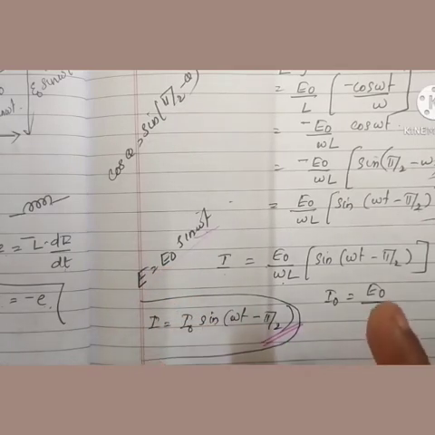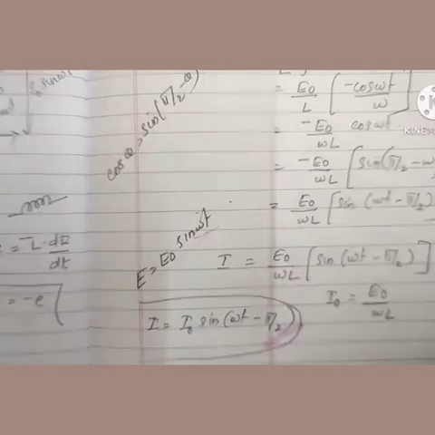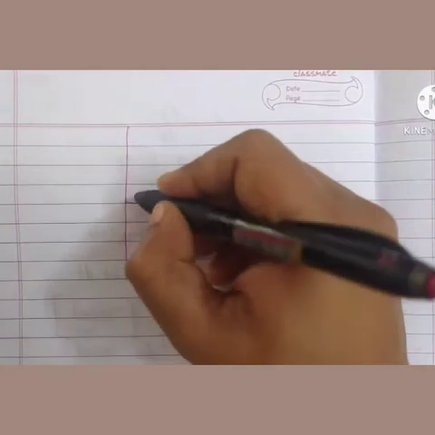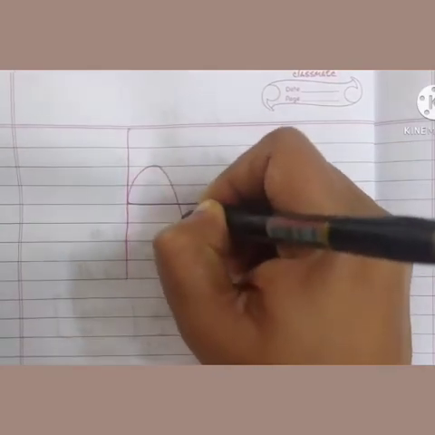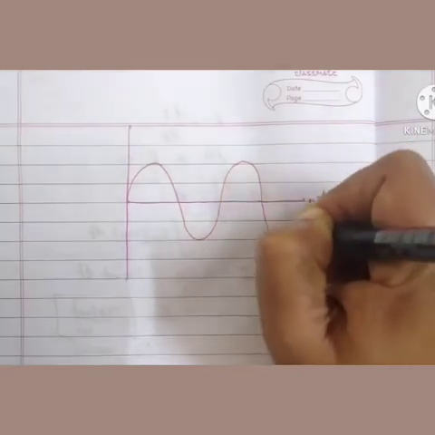Clear for you? Now, in this part of the derivation, the next part is to draw a graph. Graph for E and I versus omega t. So, let's check how we draw the graph. First, we can draw the EMF, that is a sine wave like this.